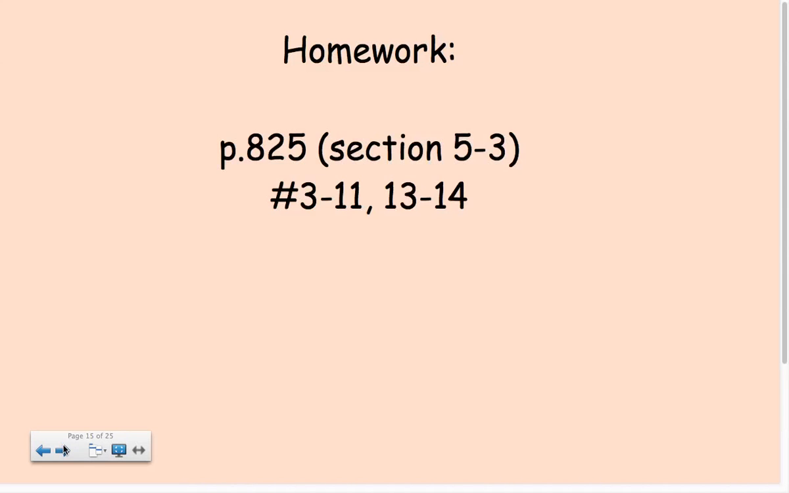Your homework for this lesson is page 285 in the back of the book. It's section 5-3, numbers 3 through 11, 13 through 14.